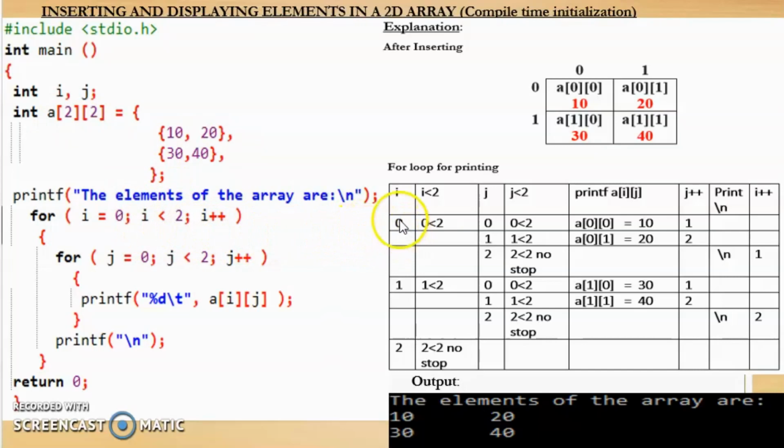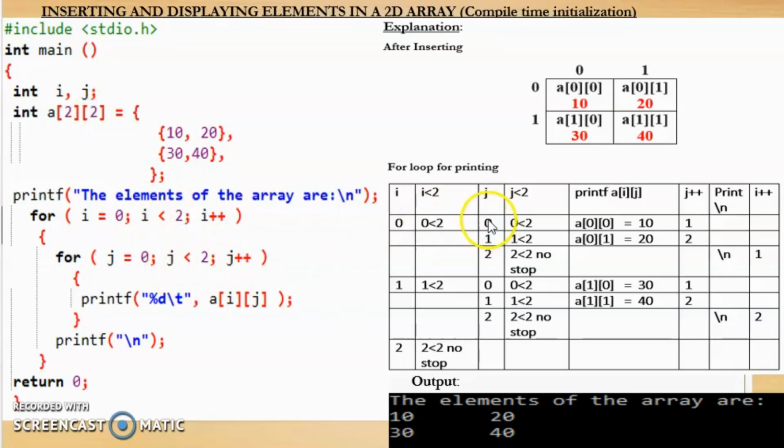So we initialize i value to 0. It will check if 0 less than 2. 0 less than 2, condition is satisfied, so it will execute the inner for loop. Now j value will be initialized to 0, because columns start from 0. It will go on till j less than 2, because the number of columns is 2. So it will go on till j less than the number of columns.